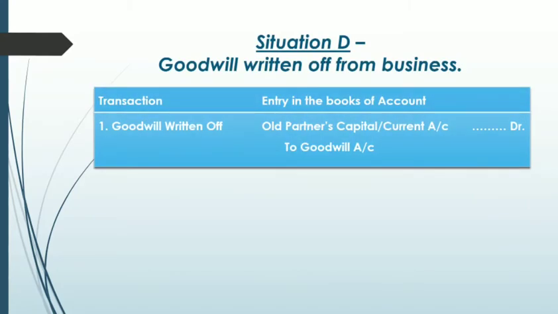The fourth and the last situation: goodwill written off from business. When the goodwill is written off, the entry will be old partners' capital or current account debit to goodwill account. Hence, the goodwill will not appear in the books of account.